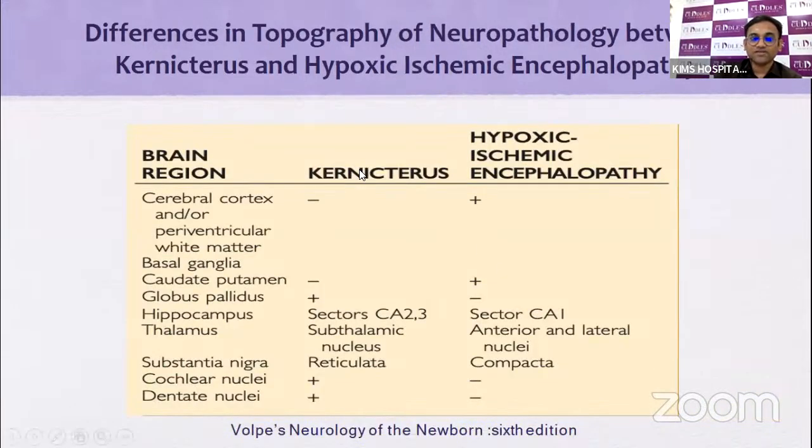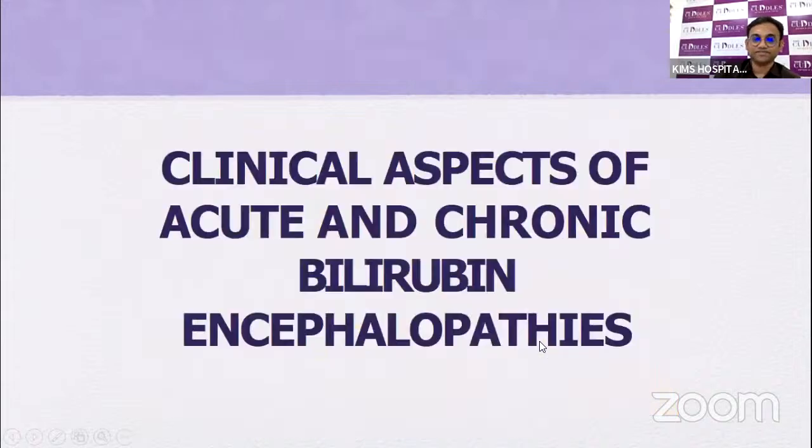Also, the topography is different between kernicterus and hypoxic encephalopathy. In kernicterus, as we discussed, the cerebral cortex and periventricular white matter are spared, which are the most commonly involved areas in hypoxic encephalopathy. The basal ganglia are involved, but the areas of the basal ganglia are different. Caudate and putamen are involved in hypoxic ischemic encephalopathy, whereas globus pallidus is involved in kernicterus. Even the areas in the hippocampus are different, and the cochlear nucleus and dentate nucleus are involved in kernicterus, and they're not involved in HI babies.